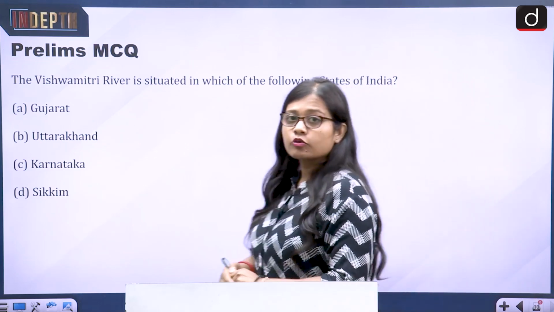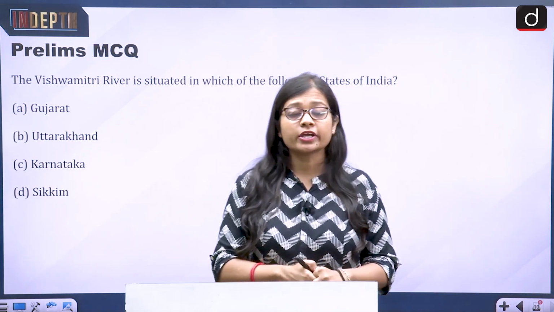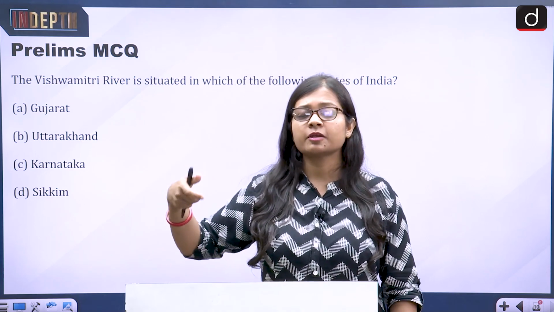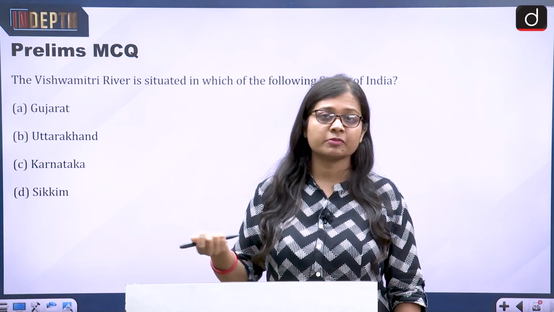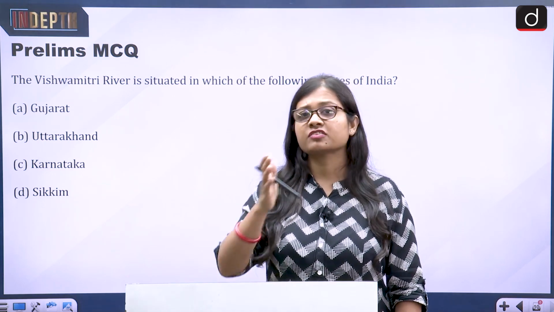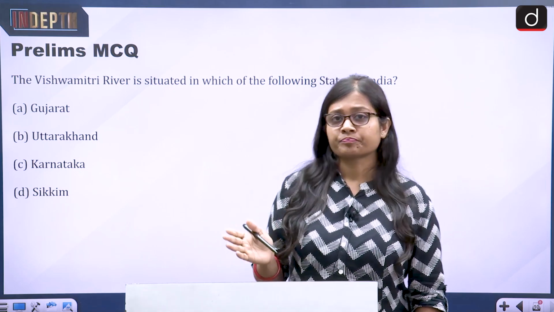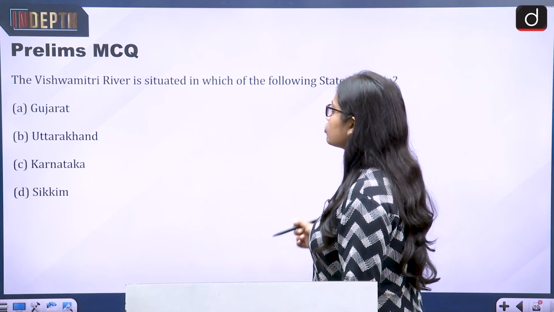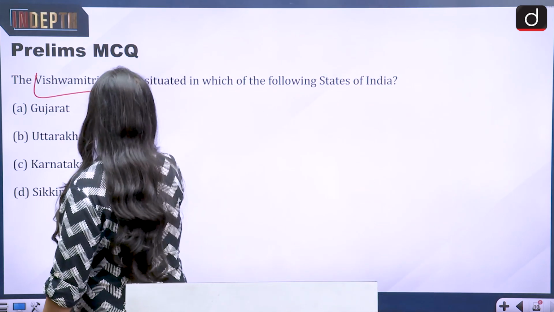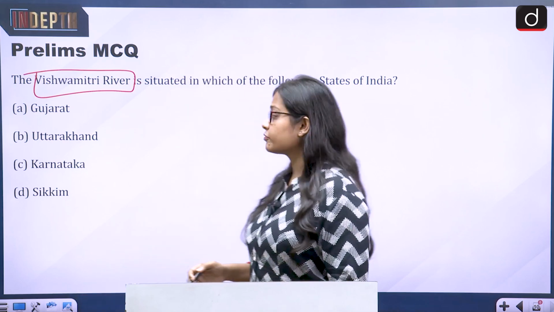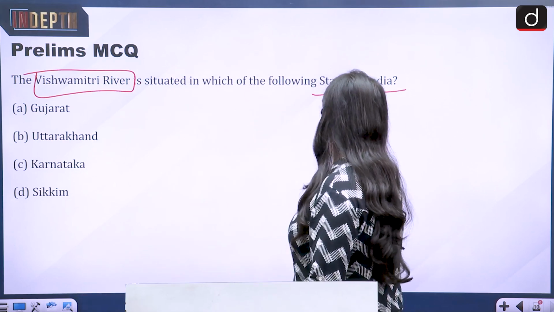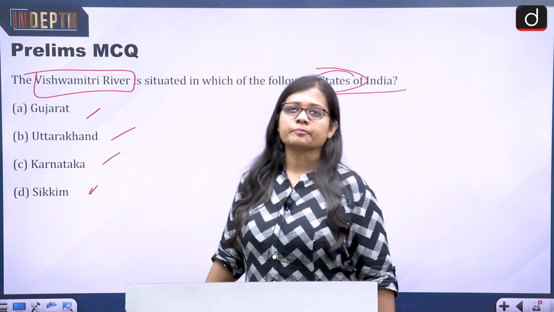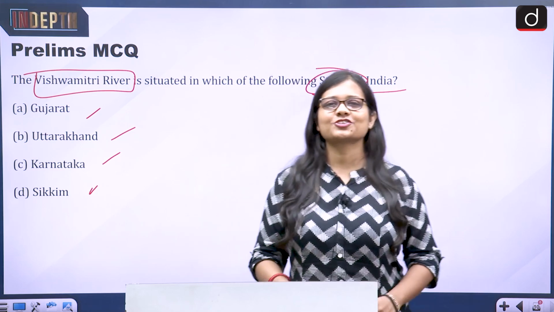So this was about floods, an important topic from your exam perspective, because questions in prelims and mains both can be asked, and in the mains examination, flood questions have been asked in the past. So at the end, a prelims MCQ, and you need to tell me the answer in the comment section. The Vishwamitri river is situated in which of the following states of India? Gujarat, Uttarakhand, Karnataka or Sikkim? Give me the answer in the comment section.